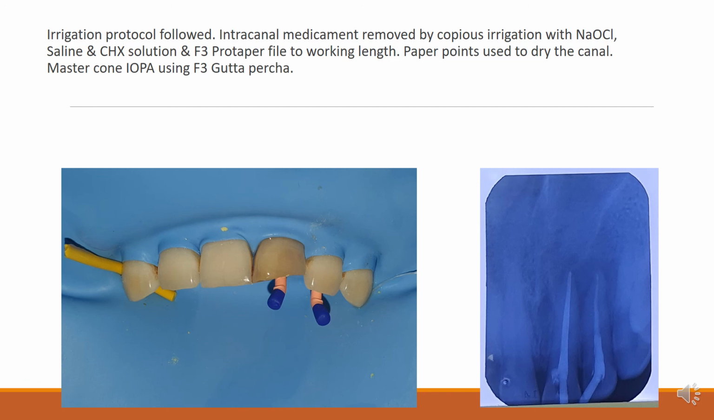Only thing you have to use as a precaution while using H files is that if there is canal curvature, you never force the file in, because H files are quite brittle and they're quite stiff. So the chances of separation of the instrument are high, especially in the areas of curvature. So these teeth, the canals were relatively straight, so we didn't face any problems.